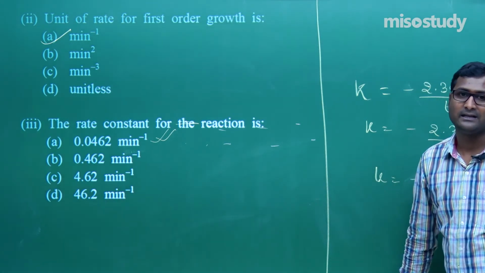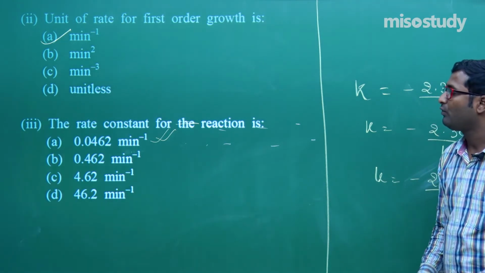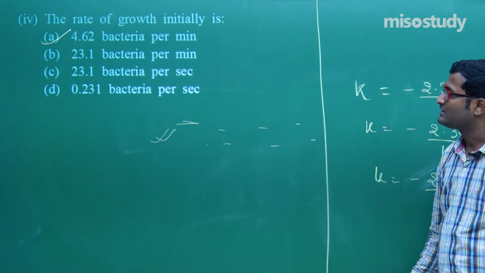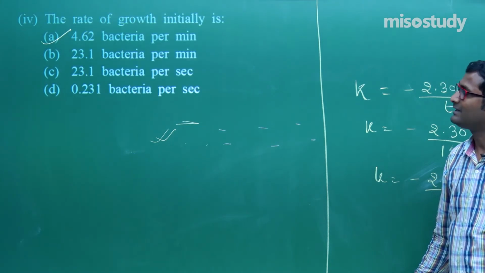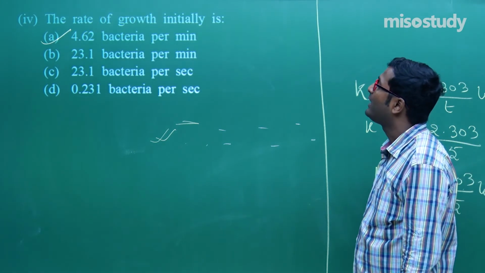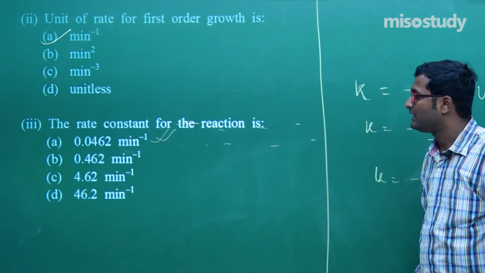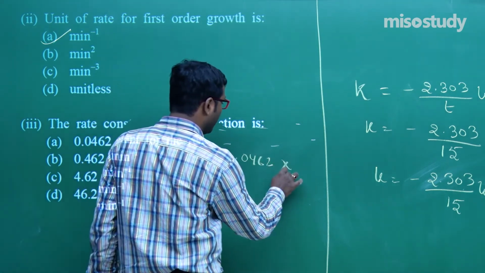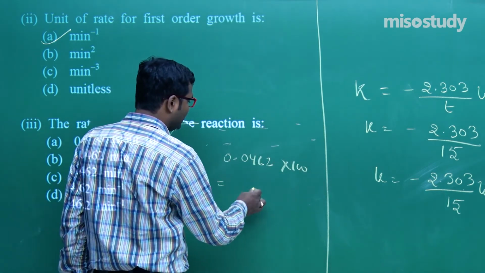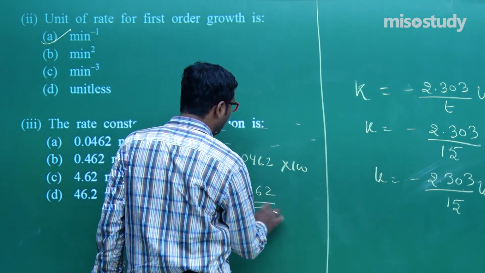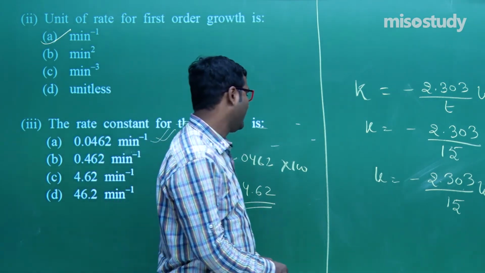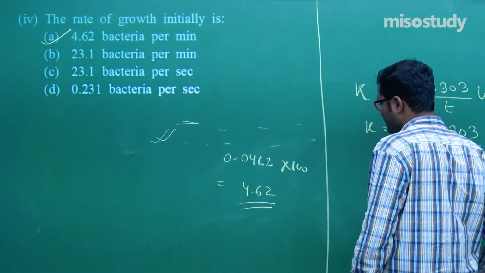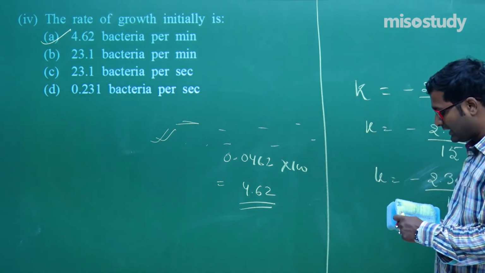Clear what I am telling? A is correct: 0.0462 per minute. Now what is the rate? That is 0.0462 multiplied by 100, which gives 4.62 bacteria per minute. From where did you get that? 0.0462 multiplied by 100 gives 4.62 bacteria per minute. So for this question, A is the correct option. Am I right? Yes sir, you are absolutely right.